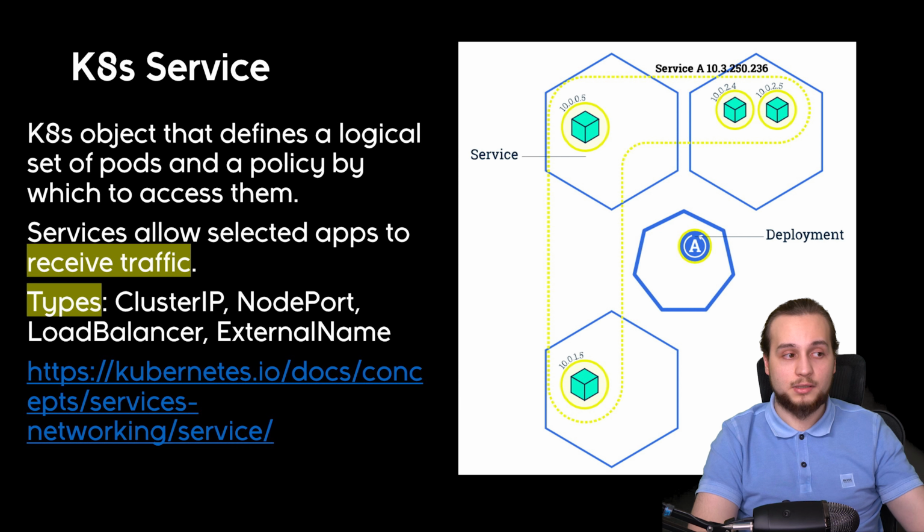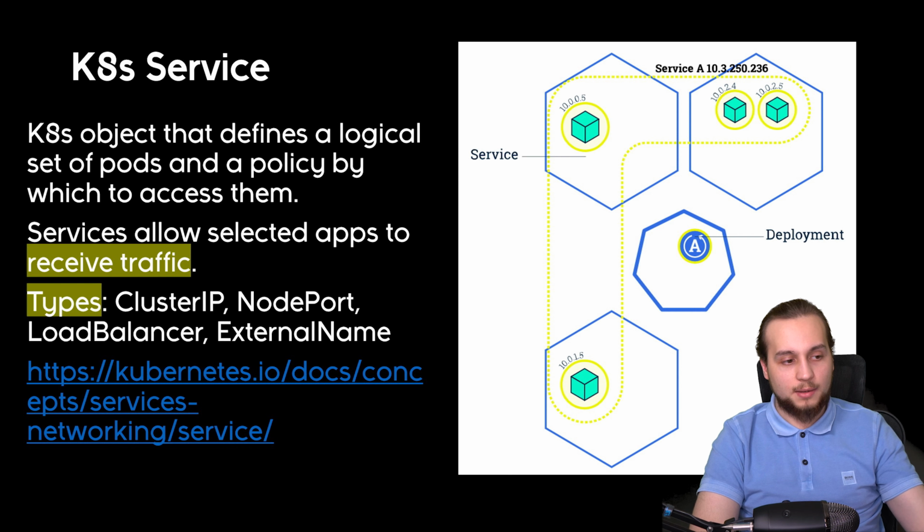The Kubernetes service is an object that defines a logical set of pods and a policy by which to access them. Services allow selected apps to receive traffic. This is very necessary because the cluster is a dynamic environment where nodes can go on and off, and you need a way to reliably communicate with the containers. So on the scheme, you can see that the service basically targets specific pods even if they have different IP addresses. So you can use that service to communicate with apps even if they have a ton of replicas.